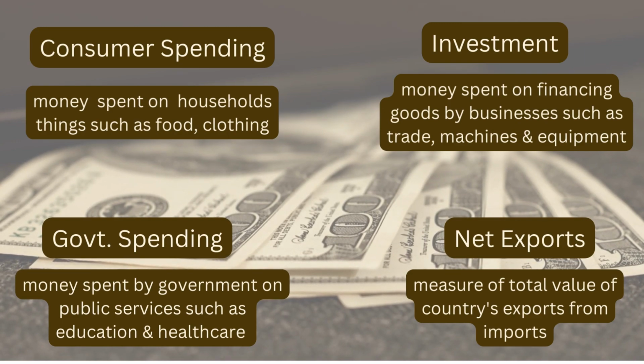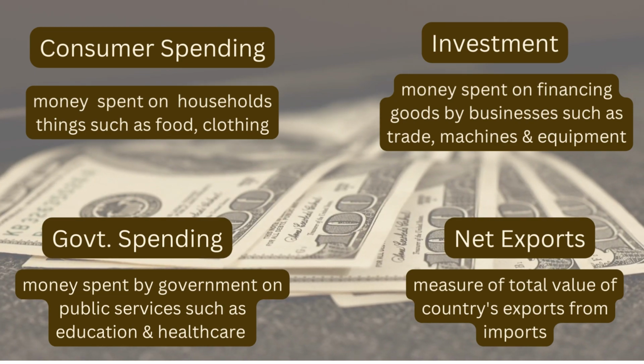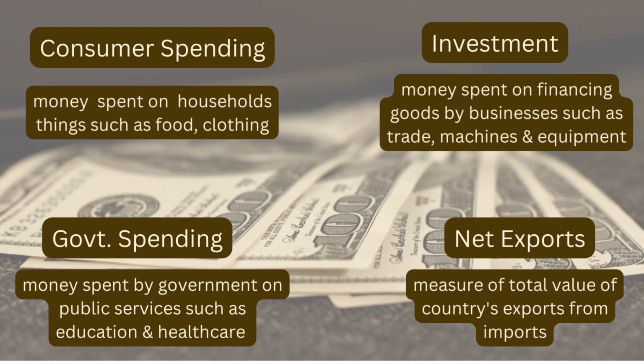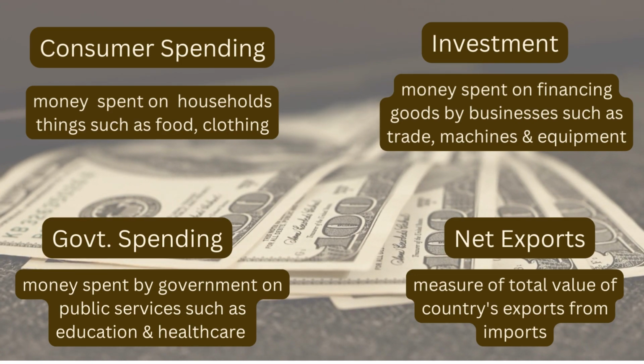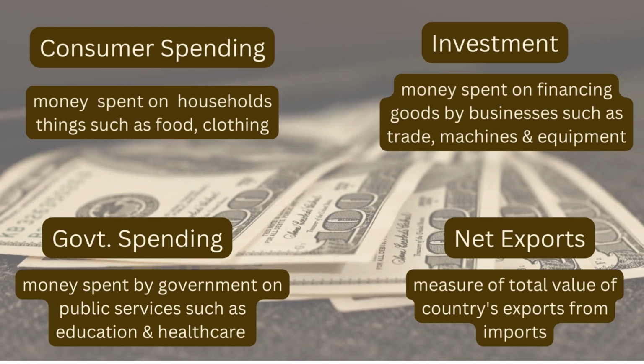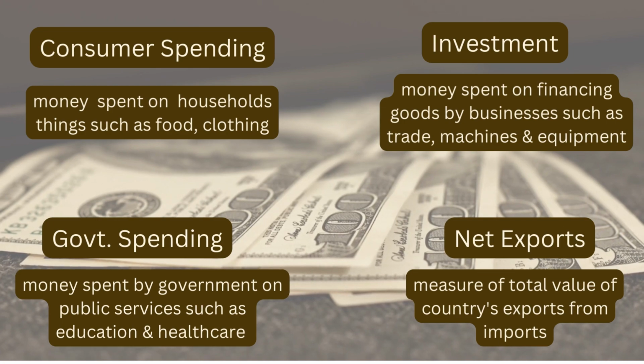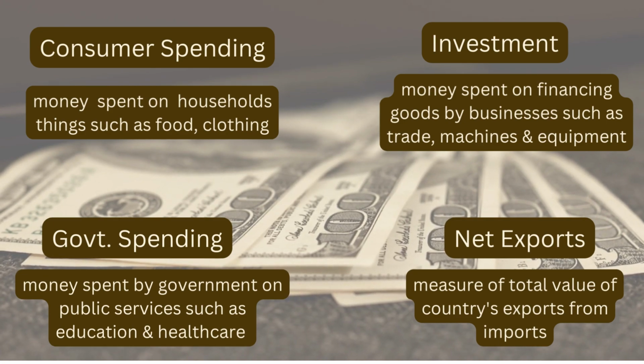Investment refers to the amount of money that businesses spend on capital goods, such as machinery, equipment, and buildings. Investment is influenced by factors such as interest rates, technological advancements, and business confidence. Government spending refers to the amount of money that the government spends on public goods and services, such as infrastructure, education, and healthcare. Government spending is influenced by factors such as political priorities, economic conditions, and public opinion.